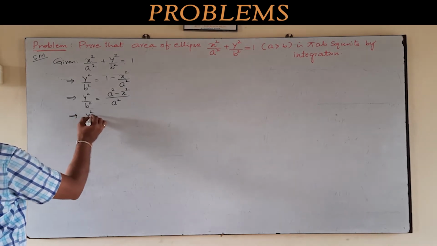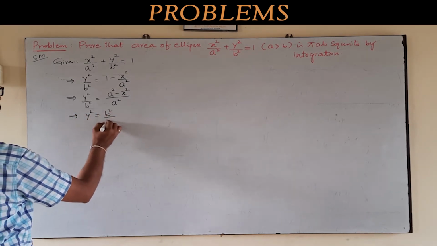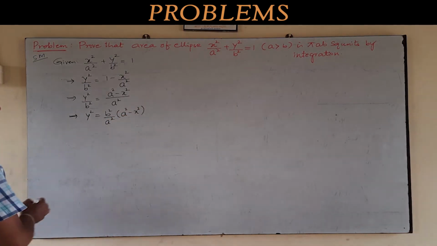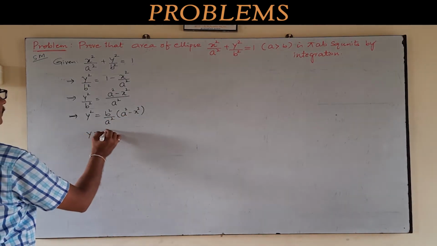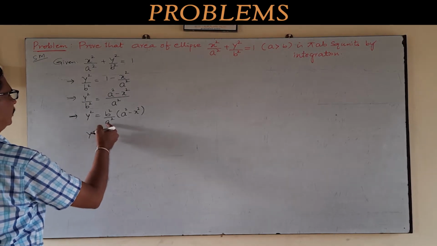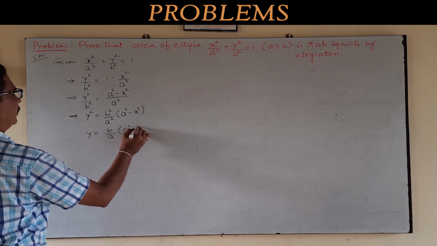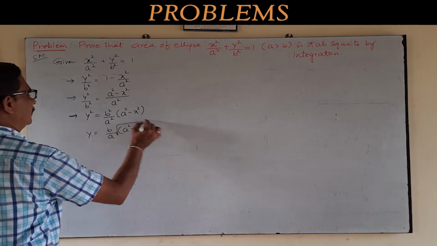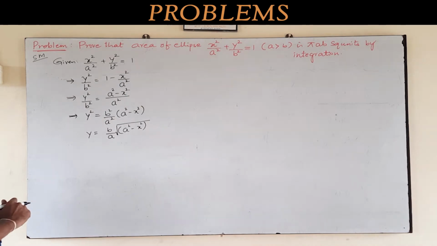Cross multiply: y square is equal to b square divided by a square into the bracket a square minus x square, or y is equal to the square root of b square, which is b, over the square root of a square, which is a, into the square root of a square minus x square. This is the value of y.